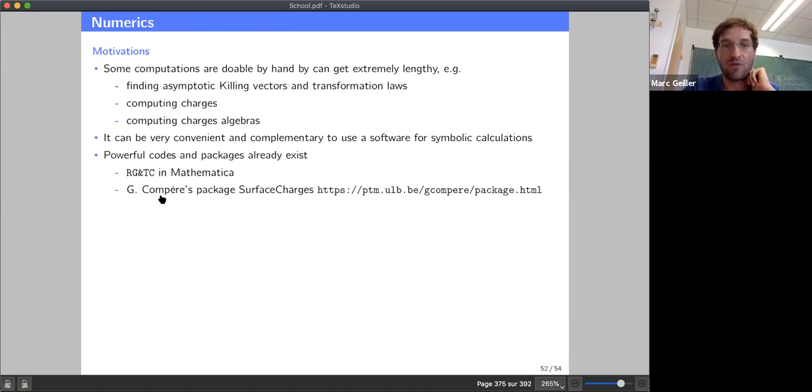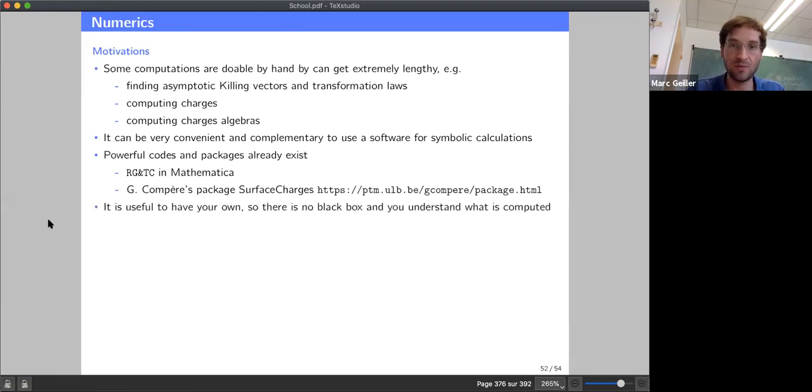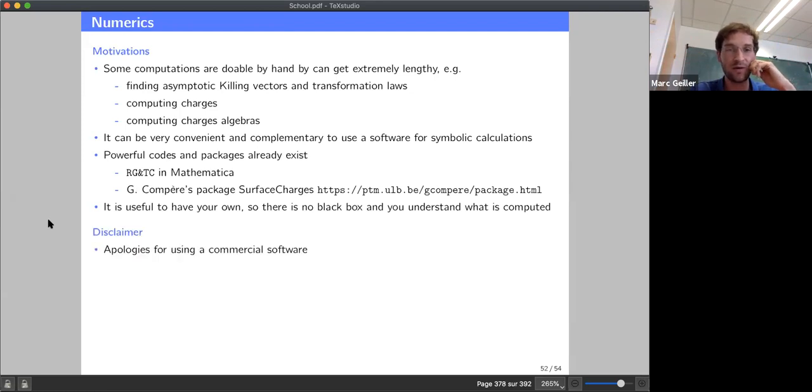There's also a very powerful package by Geoffrey Compère, which computes the surface charges. So of course, you're free to use these packages, but I just wanted to motivate the fact that it's also useful to have your own code that you wrote yourself, because then you can better understand what these codes are actually doing. There is no black box in the code. You can really understand what it's doing.